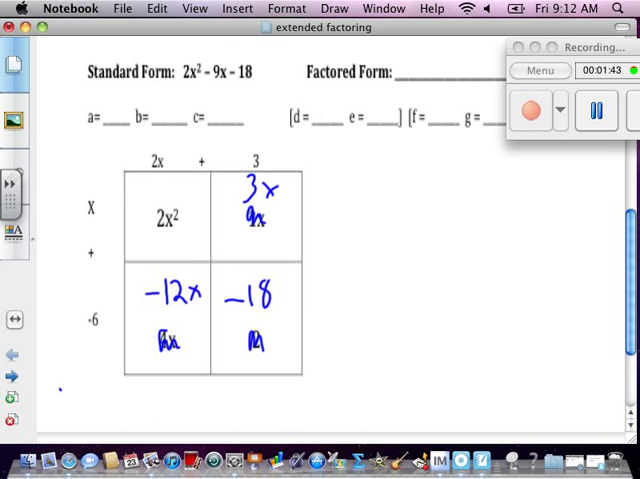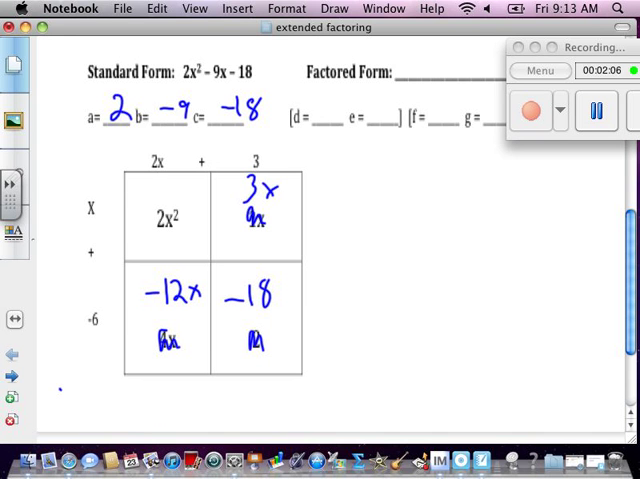Okay, number 2, we had to make some changes because there was a typo. Inside the box, this should say 3x, negative 12x, and negative 18. What is our A value for this one? 2. What's our B value? 9. What's our C?